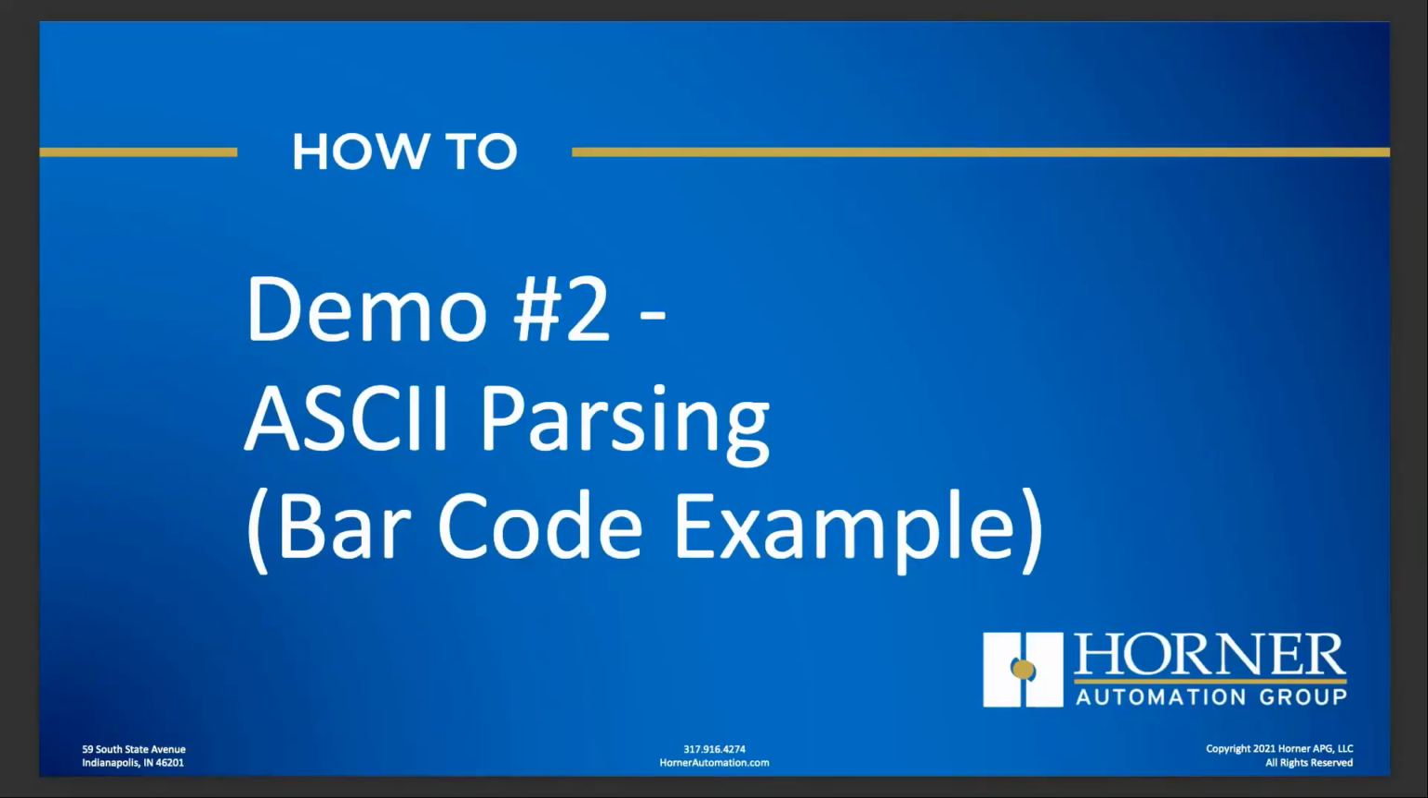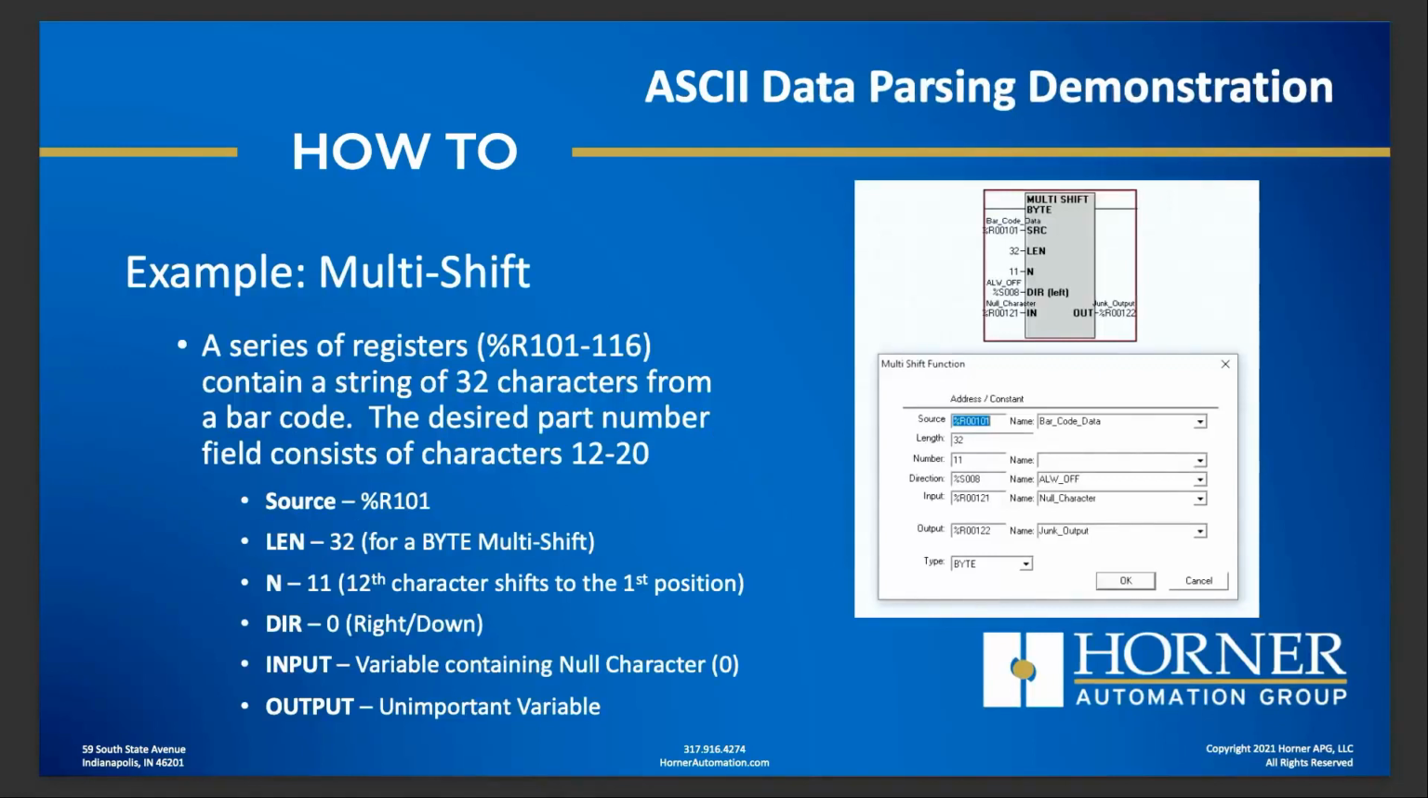And this is an example where we're going to do some parsing of ASCII data. So this is a barcode example, and we're actually going to go back to the example that I showed in the slides. And that was this example right here, where we've got a bank of 32 characters stored in 16 registers that consist of a barcode that we've scanned in, and we need to extract, isolate, or parse the part number field. Okay, so let's take a look at what's involved in that particular act of parsing.